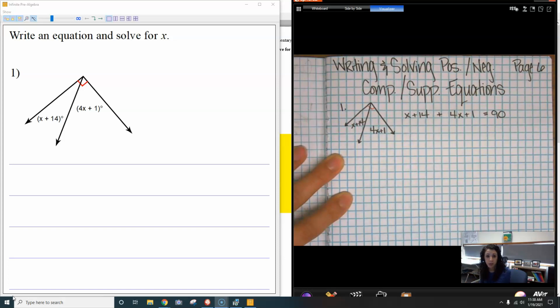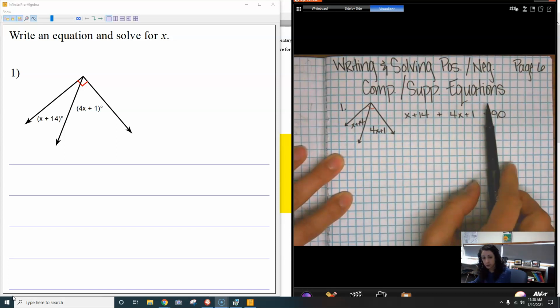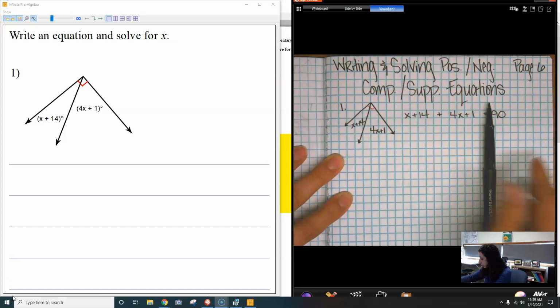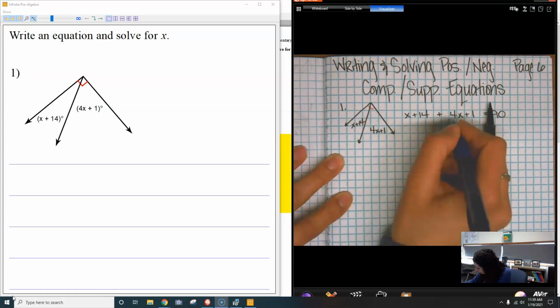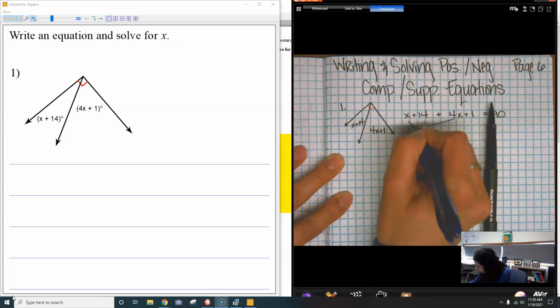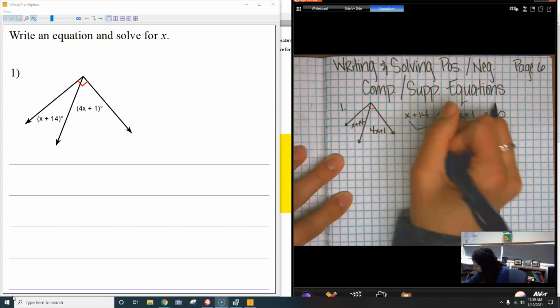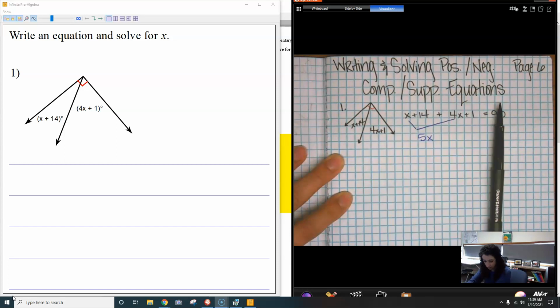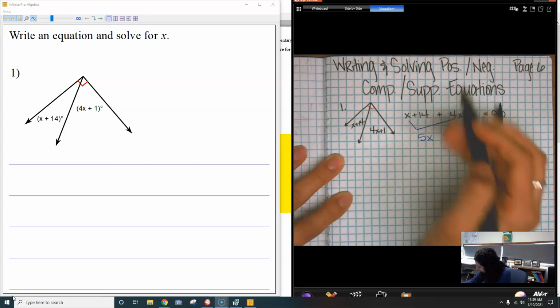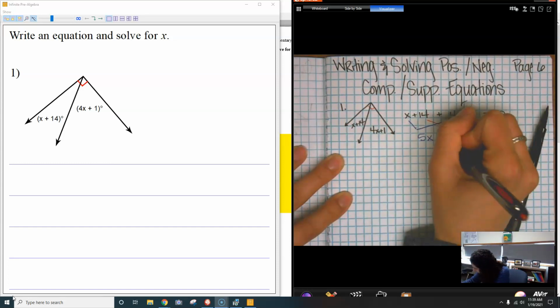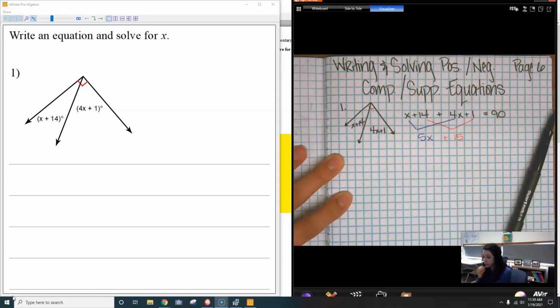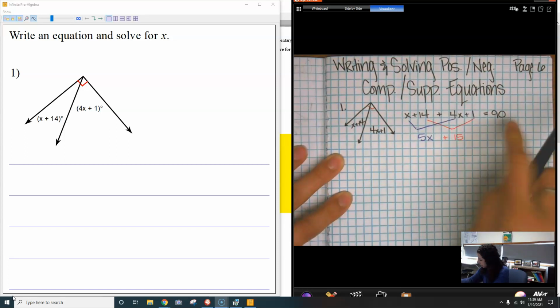Now we're going to need to do some combining. So I'm going to put my pencil at the equal sign, and I have 90 on one side, which is just one term, so I can't combine it there. On the left-hand side, I have 4 terms. 1, 2, 3, 4. Out of those 4 terms, I can combine my x's. So x plus 4x makes 5x. And I also can combine my numbers, 14 and 1. Positive 14 plus 1 is a positive 15. So I have 5x plus 15 equals 90.